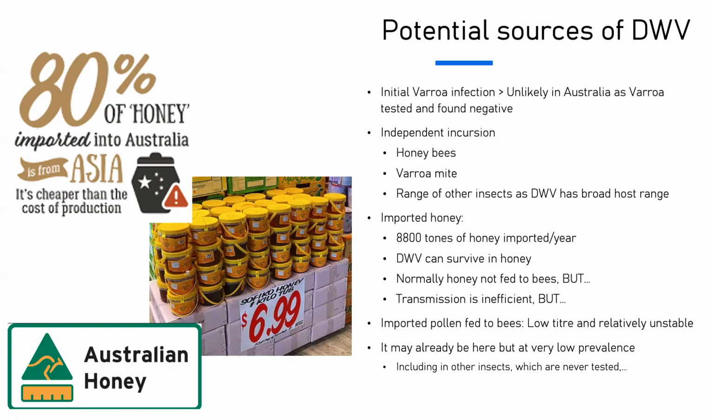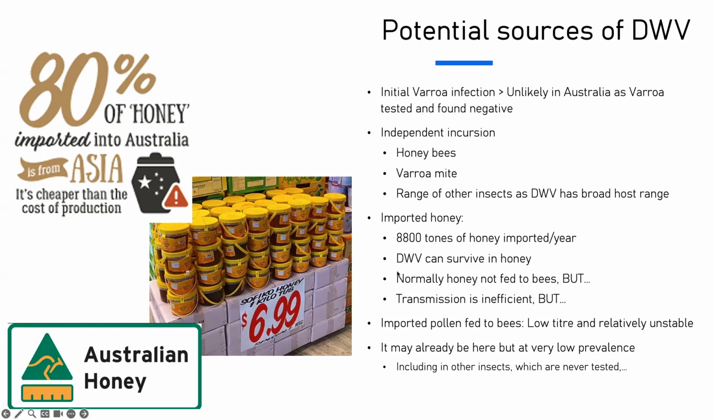In Australia here, we import about 8,800 tons of honey every year. I would say that it's very likely, considering that most hives overseas are infected, that some of that honey would be infected with the Deformed Wing Virus. Of course, we normally are not supposed to feed any honey to honeybees, but when you import that sort of volume, chances are some will be spilled somewhere and will be fed inadvertently to some honeybees. As I said, transmission is very inefficient from honey to honeybees, but the volumes and the numbers could actually work against us.